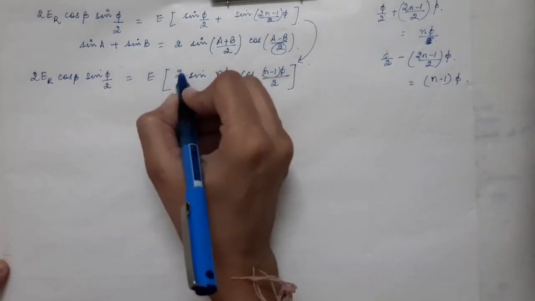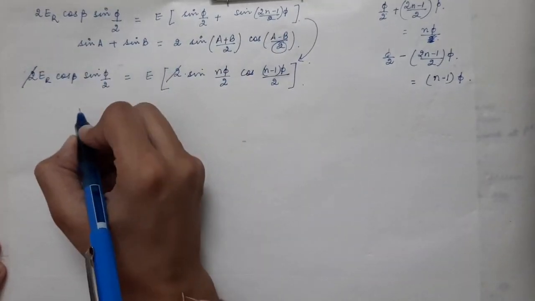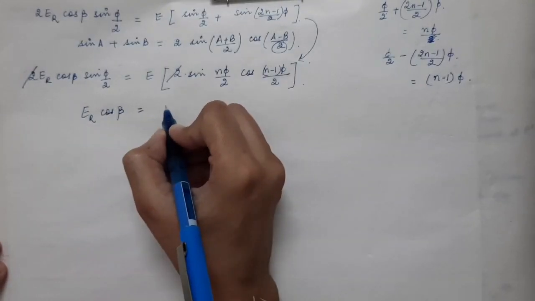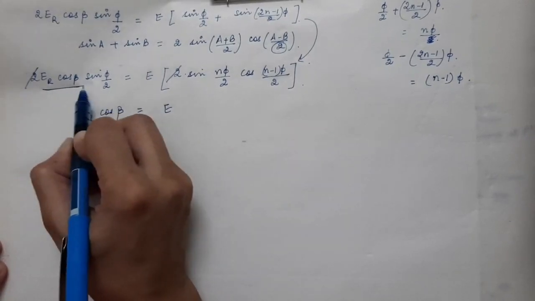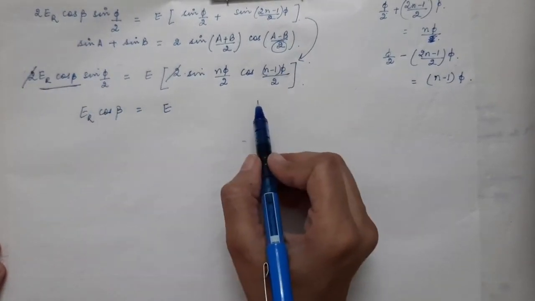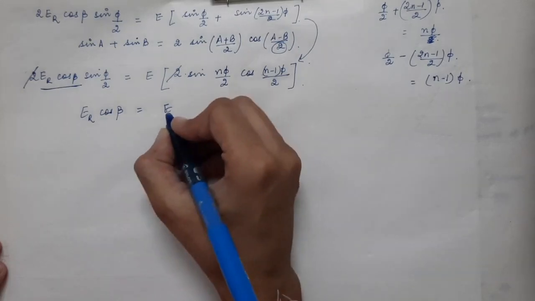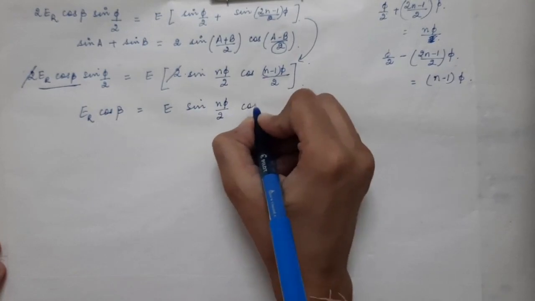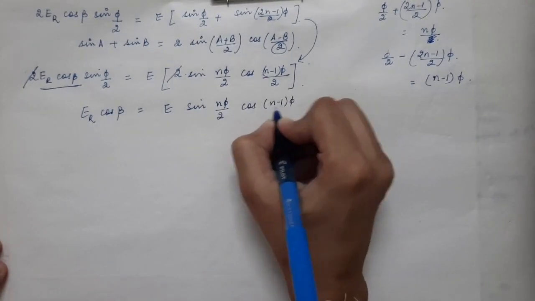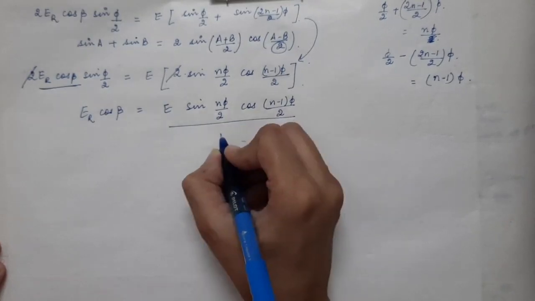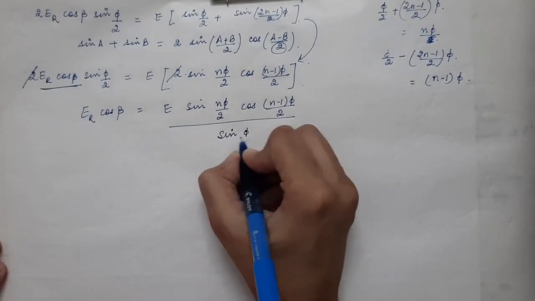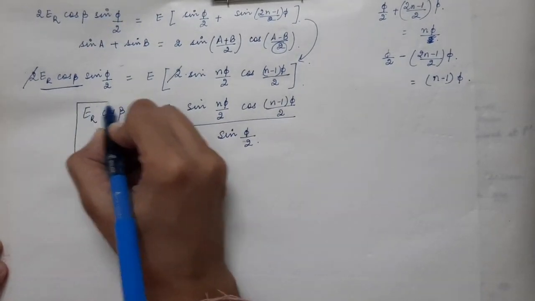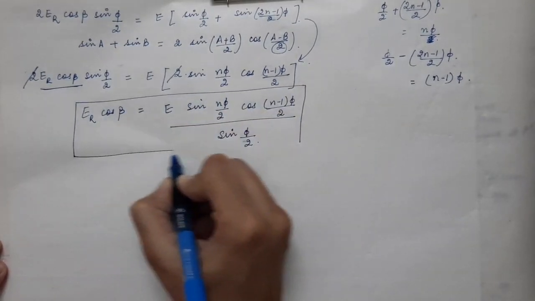So from here 2 will cancel with 2, and on the left hand side we have E_R cos beta. So sin phi by 2 we can take to the right hand side. So it will be equal to E times sin(n phi divided by 2) into cos of ((n minus 1) into phi divided by 2), divided by sin of phi divided by 2. So this is the equation that we had got from the first equation.